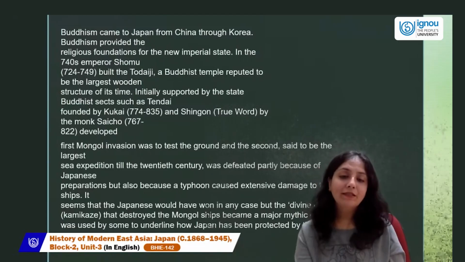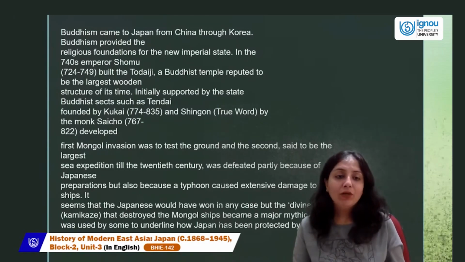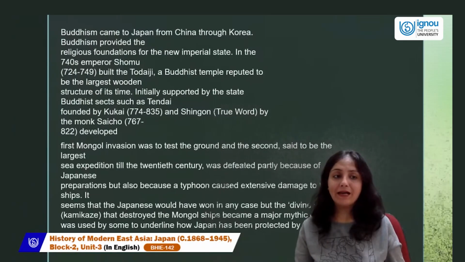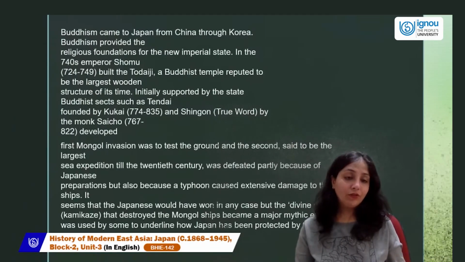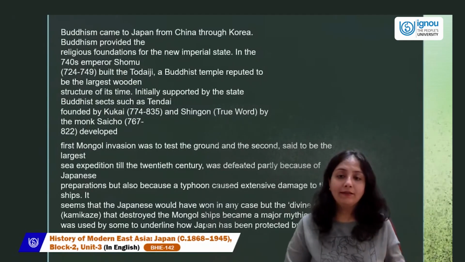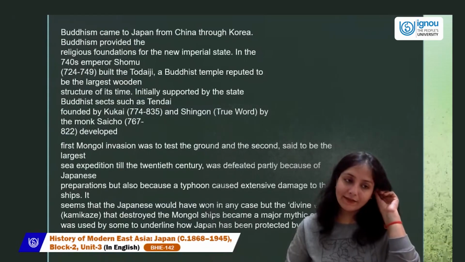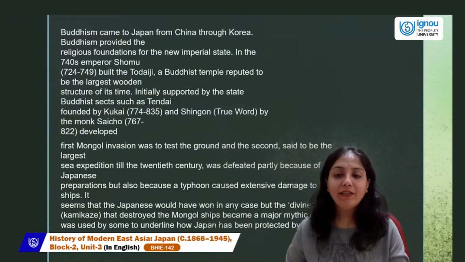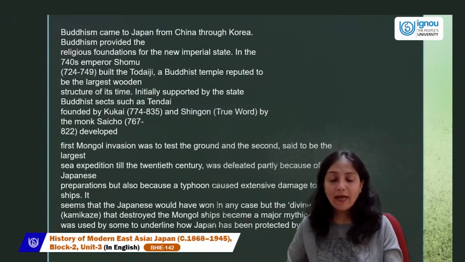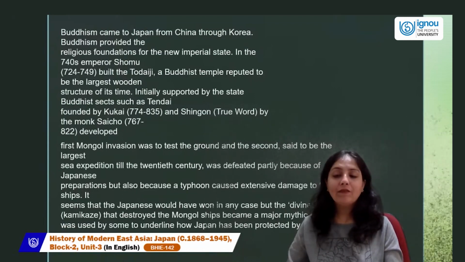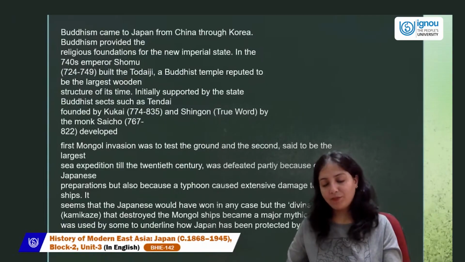Next is the first Mongol invasion. You have studied about Genghis Khan and the Mongols. The first Mongol invasion was to test the ground, and the second, said to be the largest sea expedition till the 20th century, was defeated partly because of Japanese preparations, but also because a typhoon caused extensive damage to the ships.